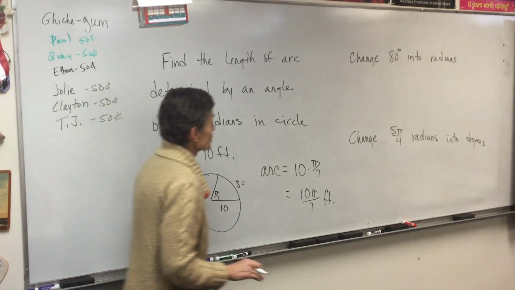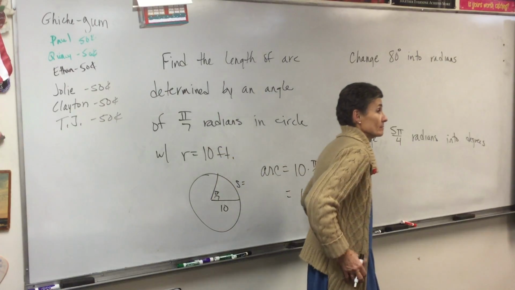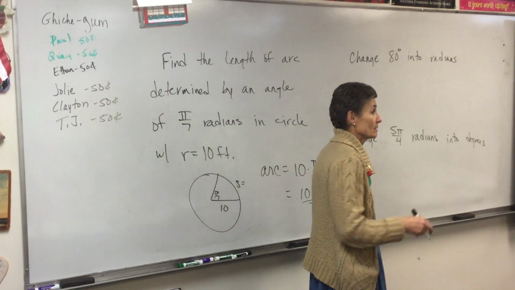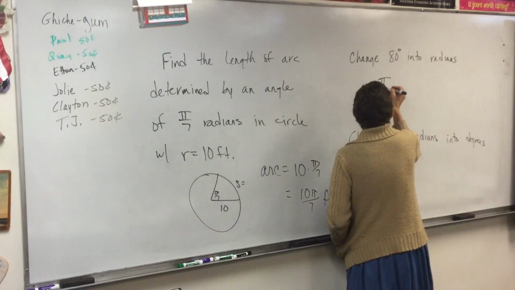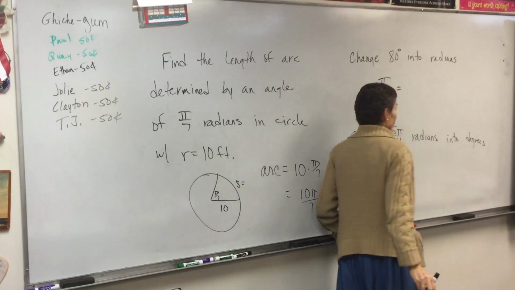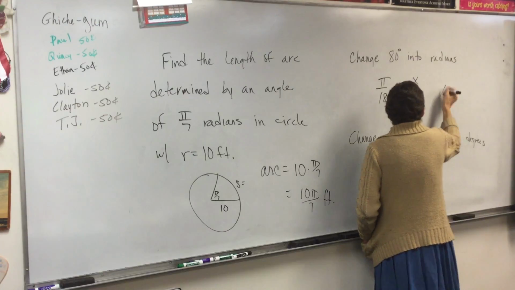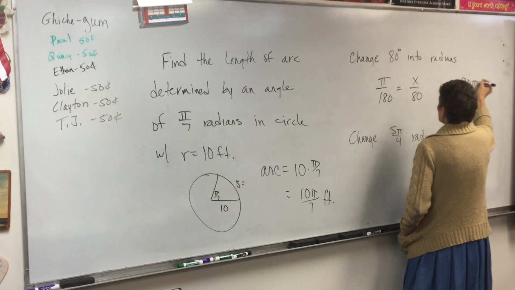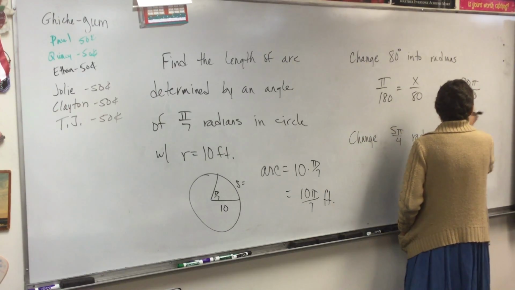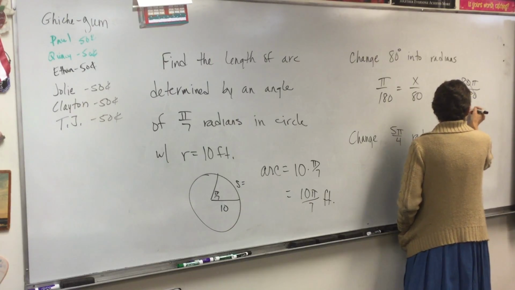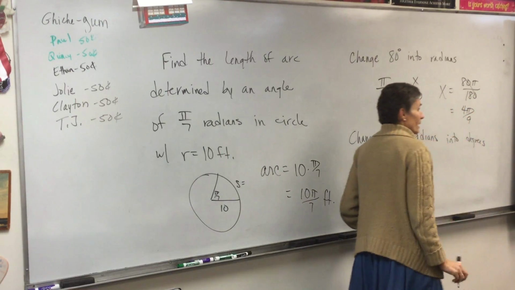All right, here we go. Change 80 degrees into radians. Pi over 180, very good, Griffin, equals x over 80. So x equals 80 pi over 180. Did I already do this one? 4 pi over 9.